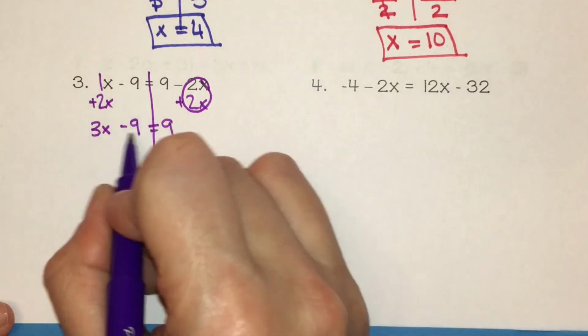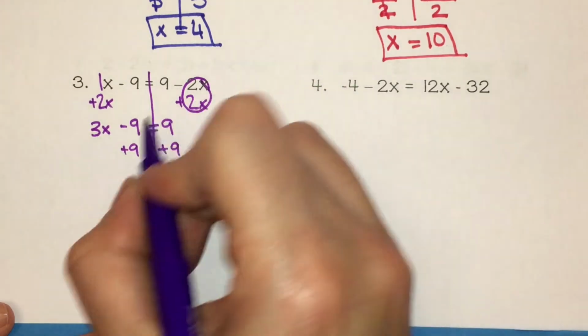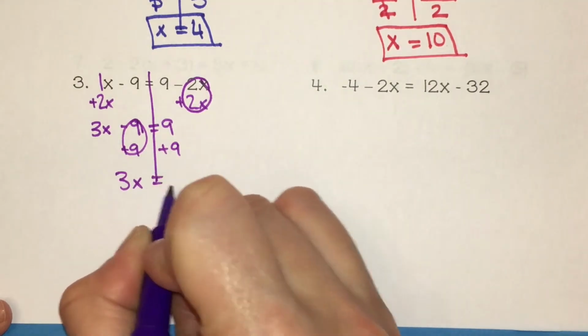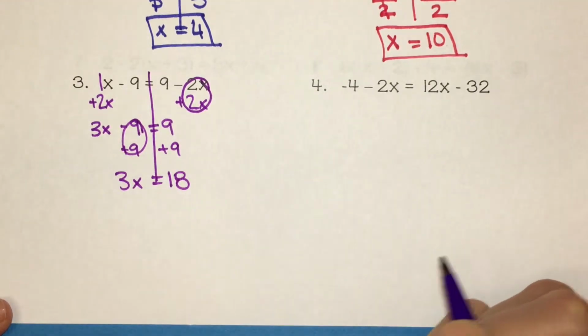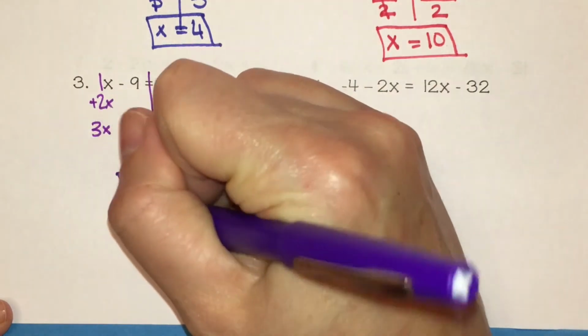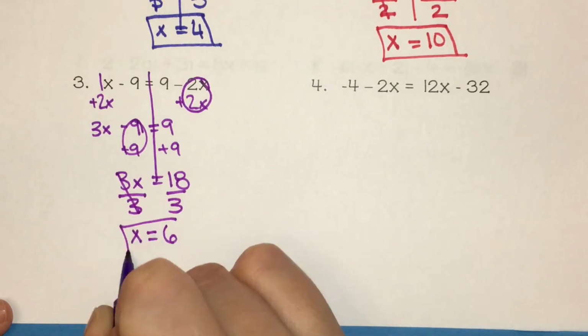So now I'm going to move my minus 9 over by adding 9 to both sides. Negative 9 plus 9 is 0, so I'm left with 3x equals 18. Going to divide by 3 on both sides. 3 divided by 3 is 1, so x is equal to 6.